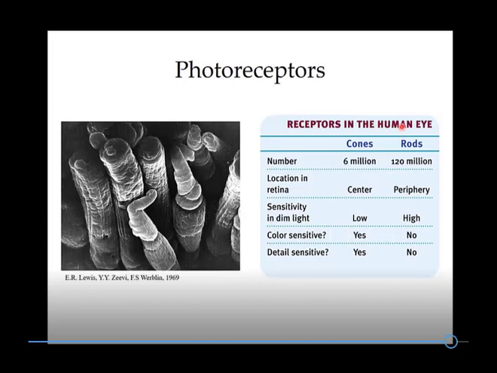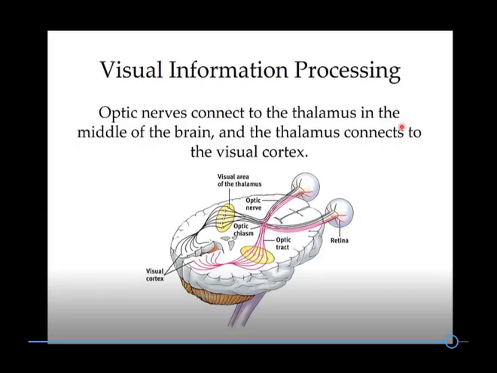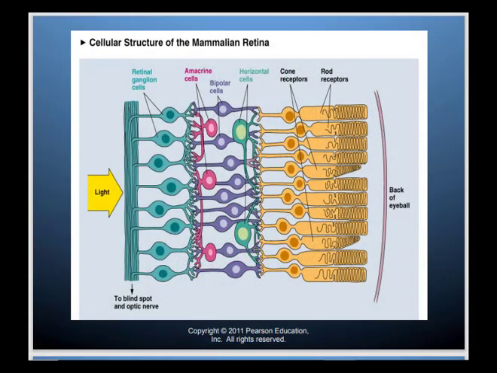Okay, so we've got a whole bunch of neurons. They're sending their axons out of the eye via an optic nerve. So here are two eyeballs. Each eyeball has an optic nerve, right? Those optic nerves, right, do a little bit of crossing over, right? And it will eventually go to the thalamus, and then will eventually go to the back part of the brain.